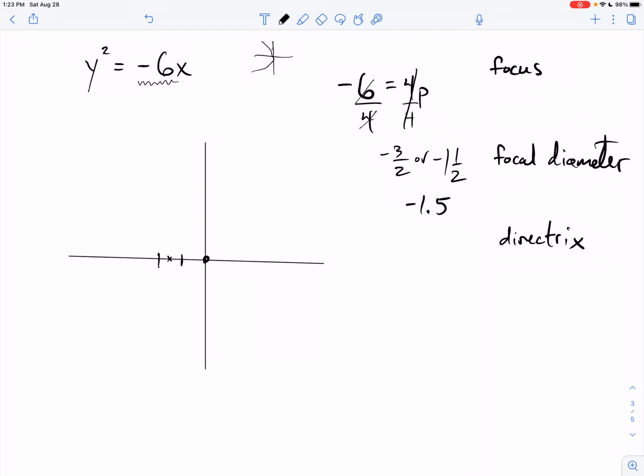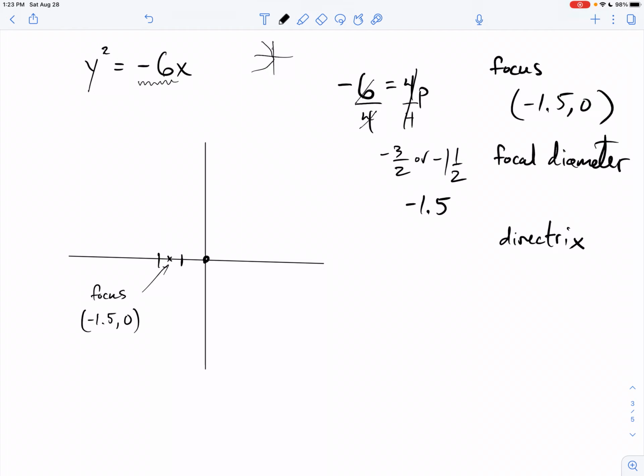Hey, what is the name of that location? Well, that thing is called the focus. And I would go left 1.5 units, and I would not go up or down. So my focal point, I'm just going to name it over here formally.